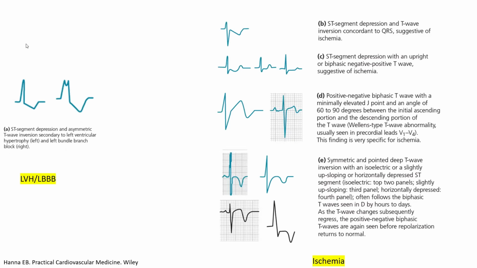In a patient with either LVH or left bundle branch block, you get opposite change, discordant ST and T inversion with a reverse checkmark morphology. That is not usually concerning for ischemia, although it may be, depending how profound it is, if it is disproportionate to the size of the QRS.